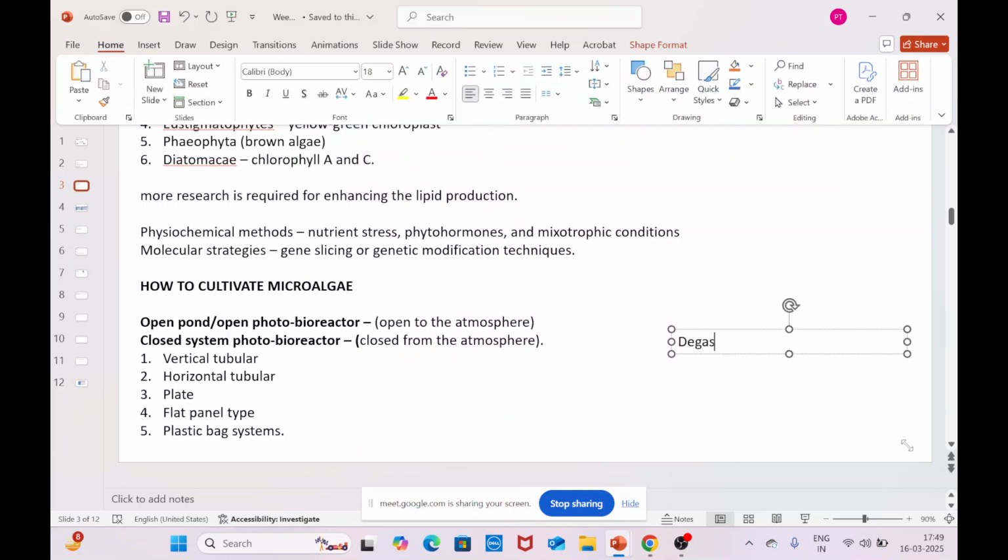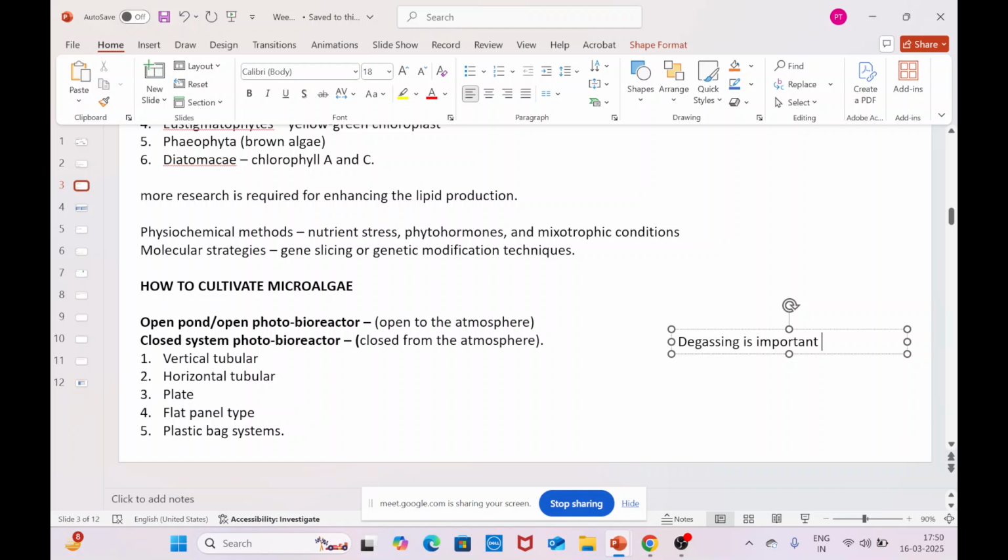So degassing is important. Why? Because as the algal growth is happening, the oxygen generation through the photosynthesis process is inevitable. So we need to make sure that the oxygen does not get mixed up with this process. In order to prevent this mixing of the oxygen, it needs to be removed, and for that process we do degasification.